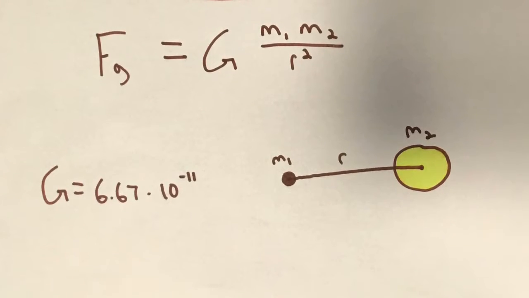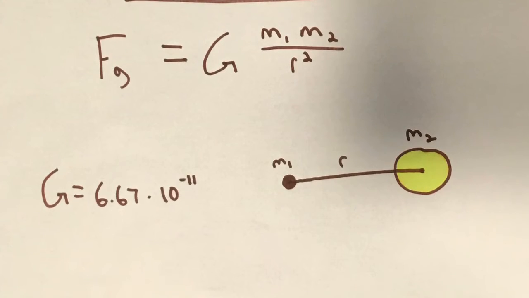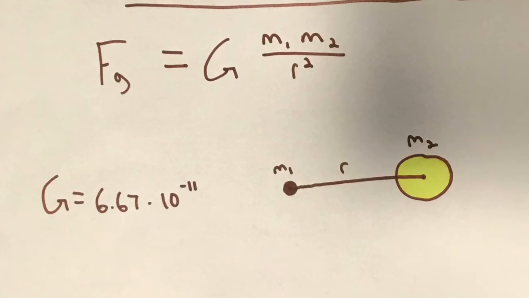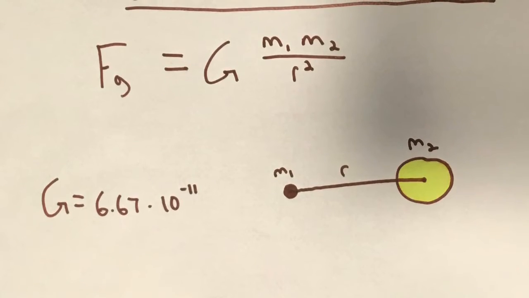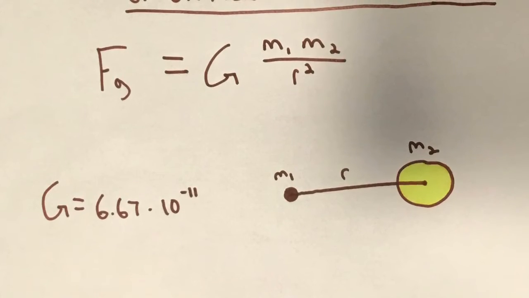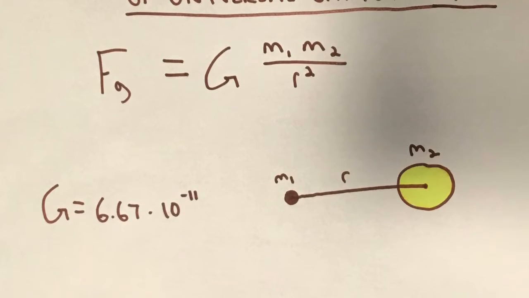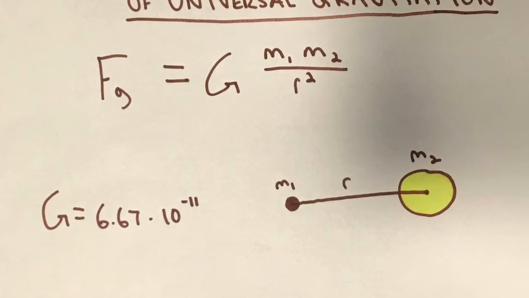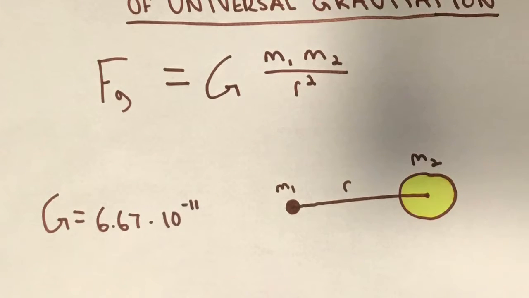As you can see, Newton's law of universal gravitation is F equals G times m1 times m2 over r squared. In this case, G is the universal gravitational constant, which is 6.67 times 10 to the negative 11th, m1 is the mass of the planet, and m2 is the mass of the host star, and r is the distance between the center of the planet to the center of its host star.